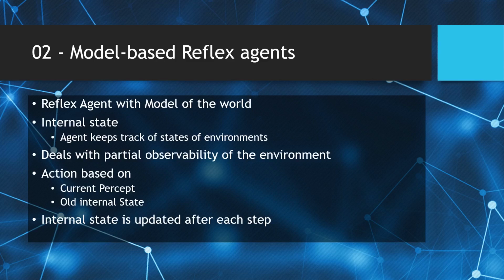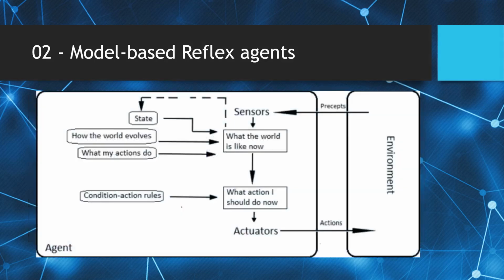A model-based reflex agent takes a percept from the environment and then updates its internal state by using that percept. It then looks up the rule against that state, gets the action from that rule, and performs it using the actuators. After each iteration, the internal state is changed and stored. Such is the working of model-based reflex agents.